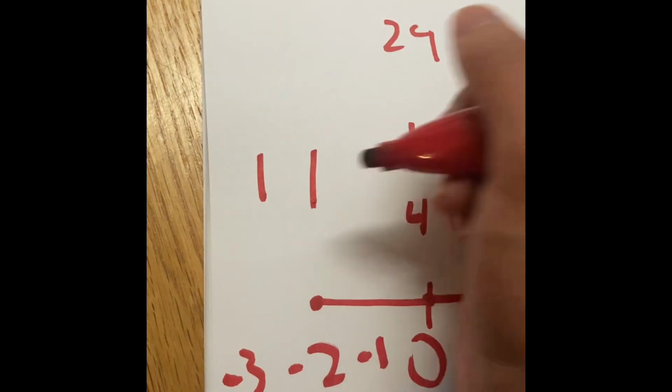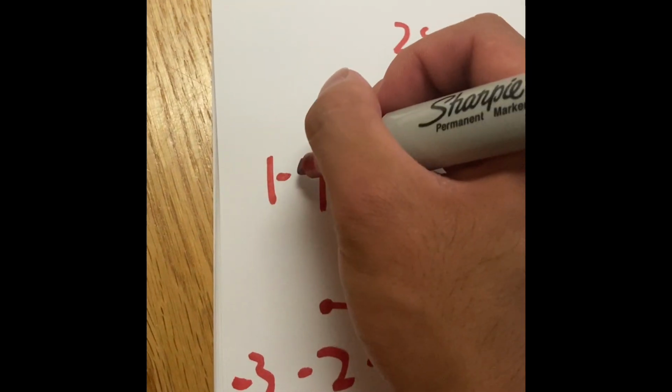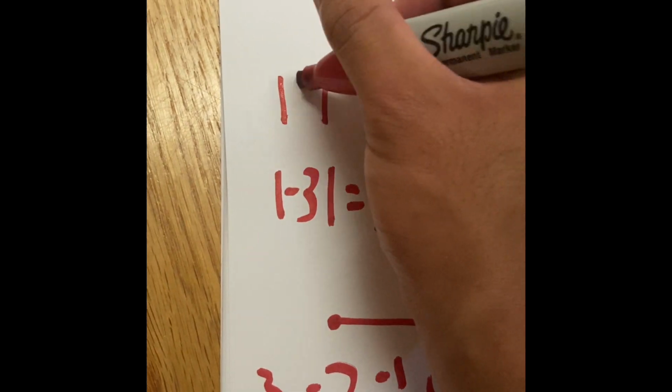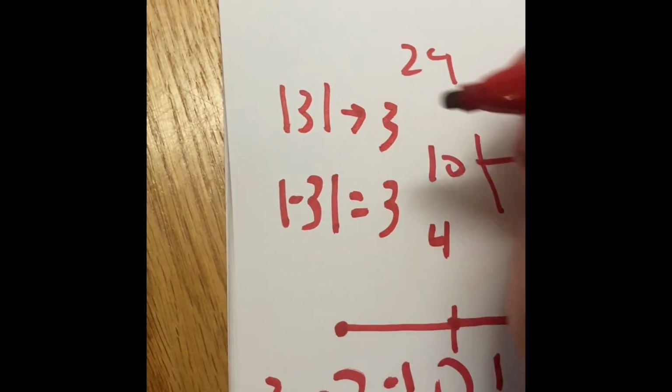Also, mind those absolute value bars. If you see a negative number like negative 3, it will bring you a 3. If you see just 3, it will still bring you a 3.